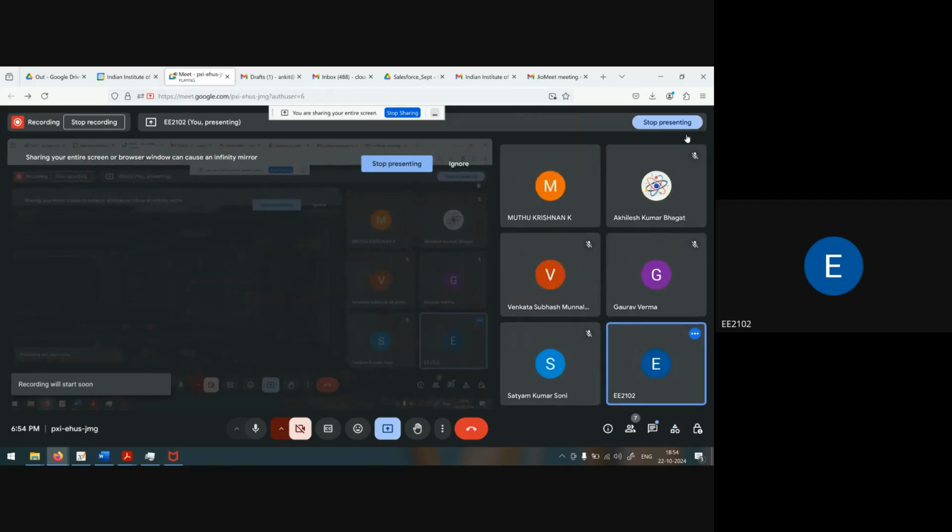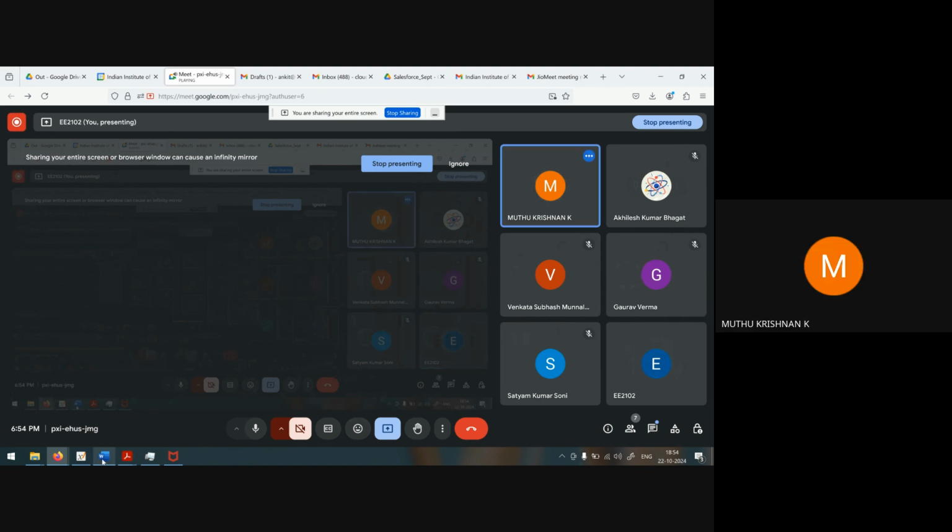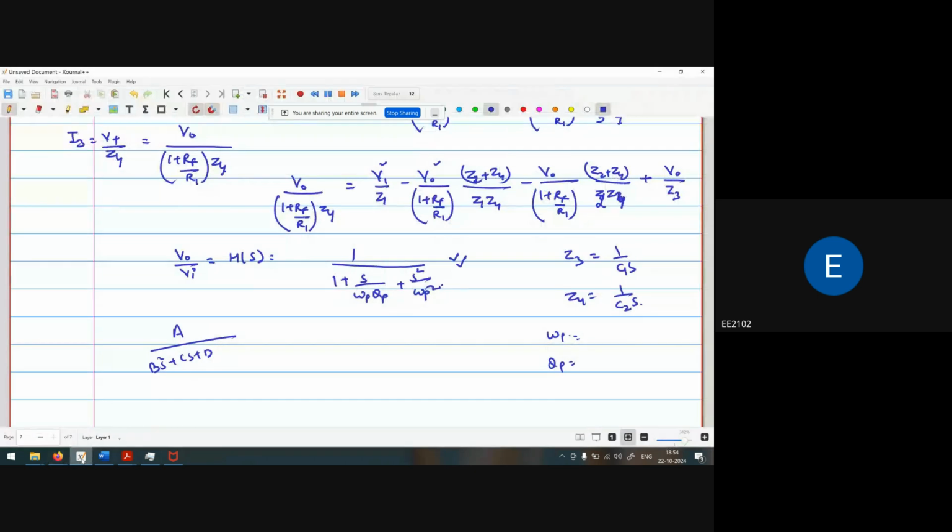Equation, no? Because QP will be calculated only by this scenario. If you want, what is the value of QP? For example, if I ask what is the value of QP, you have to write the expression. Then after the expression, you have to equate this equation with this standard equation, where you are getting the value of omega, WP and QP.